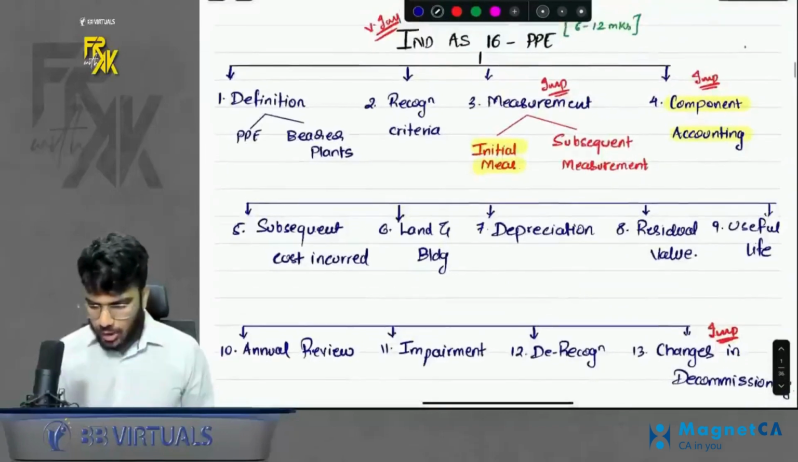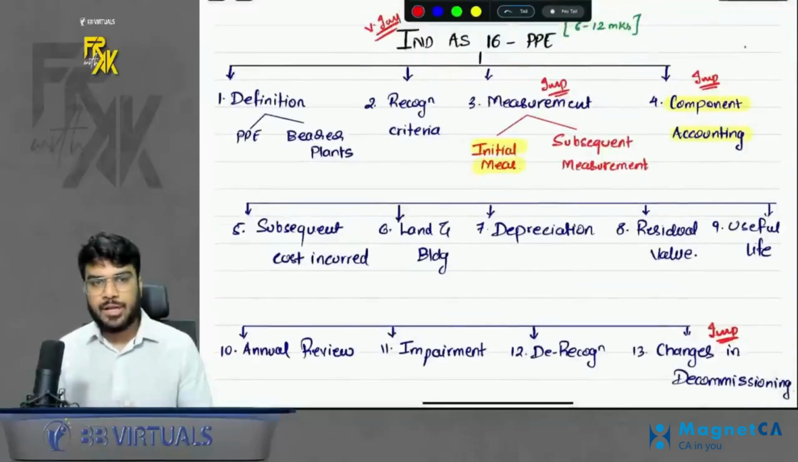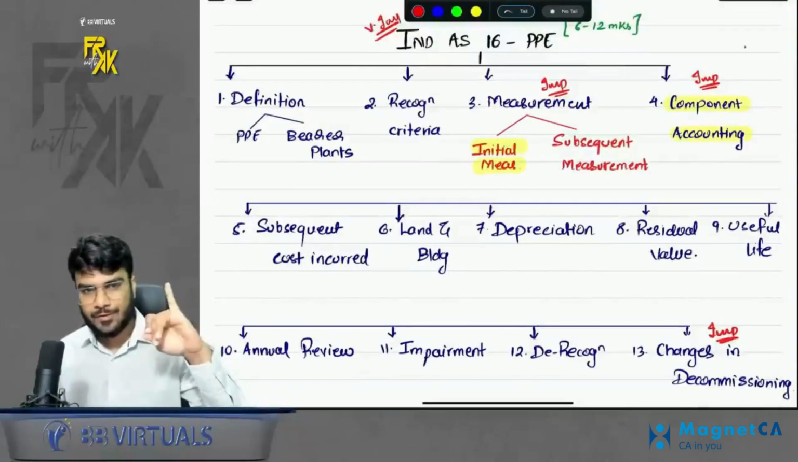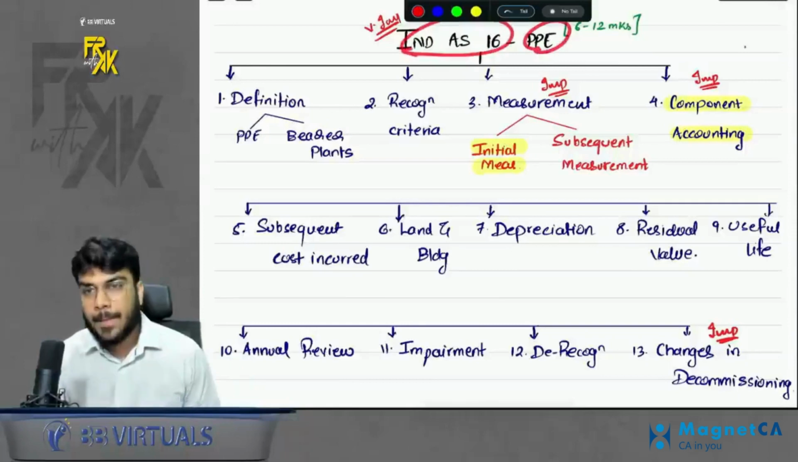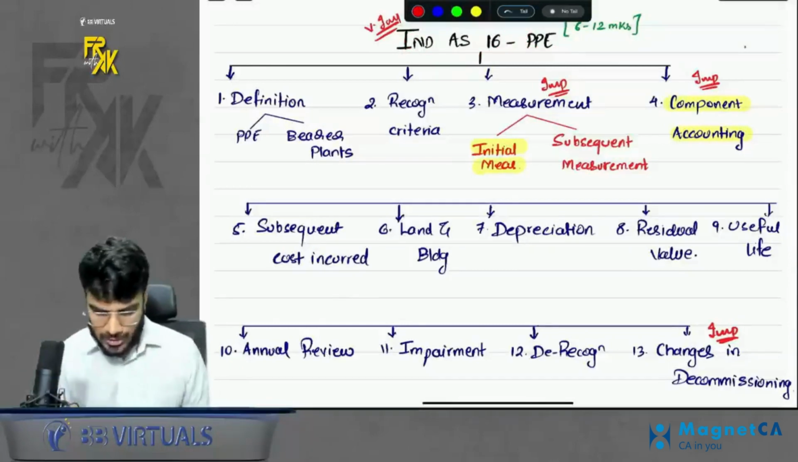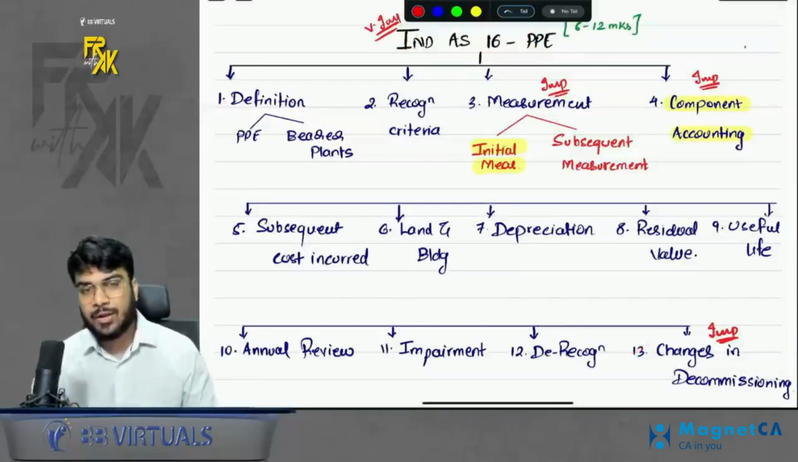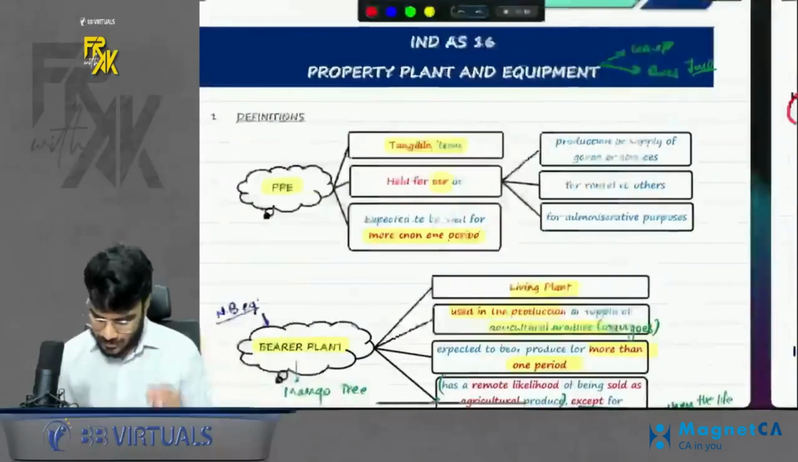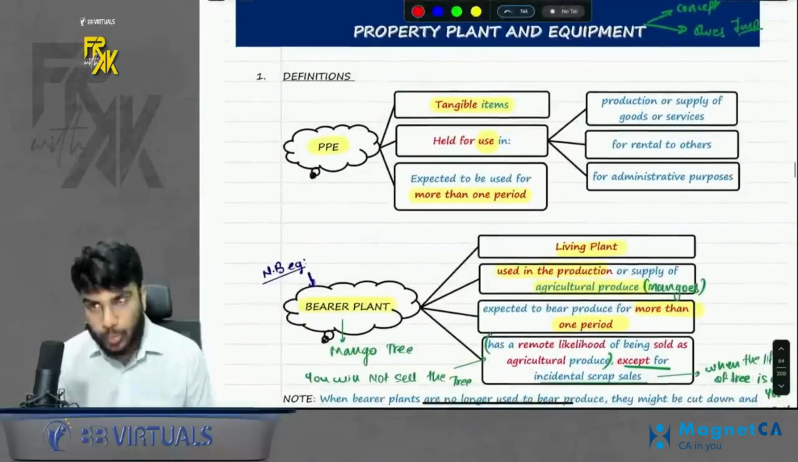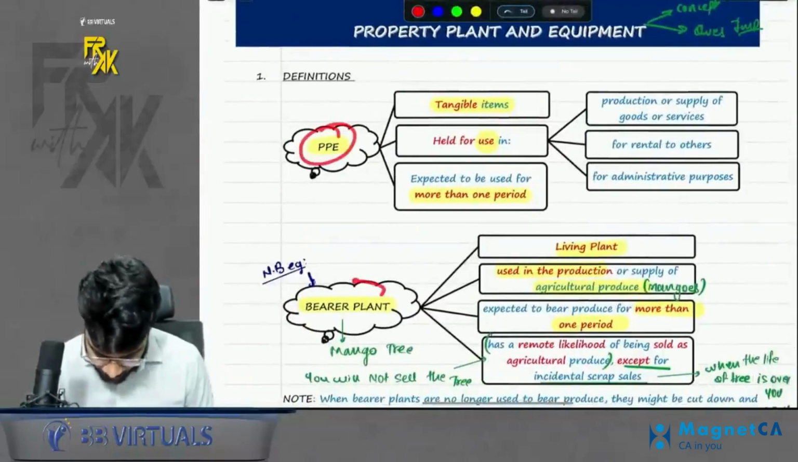So we are going to start the revision of Ind AS 16 in 3, 2, 1 and go. First of all, Ind AS 16, the name is PPE, Property, Plant and Equipment. There are following points to be discussed. Through this chart, you will get an overview of what things are to be discussed here. The first point is definition: the definition of PPE and the definition of bearer plant.